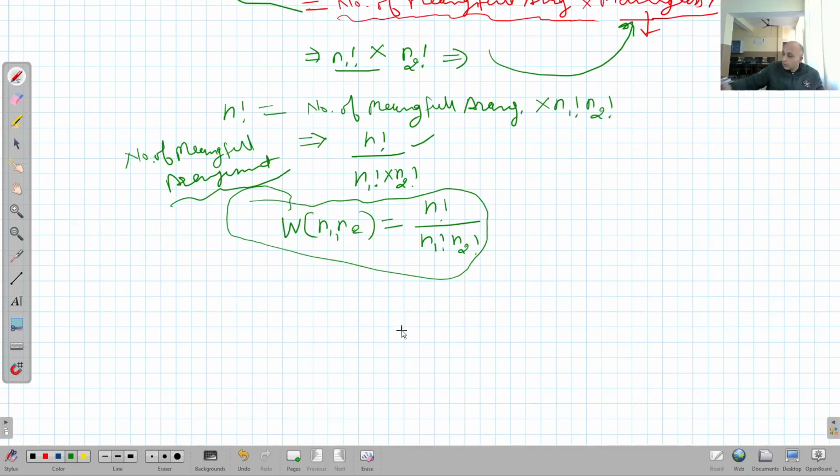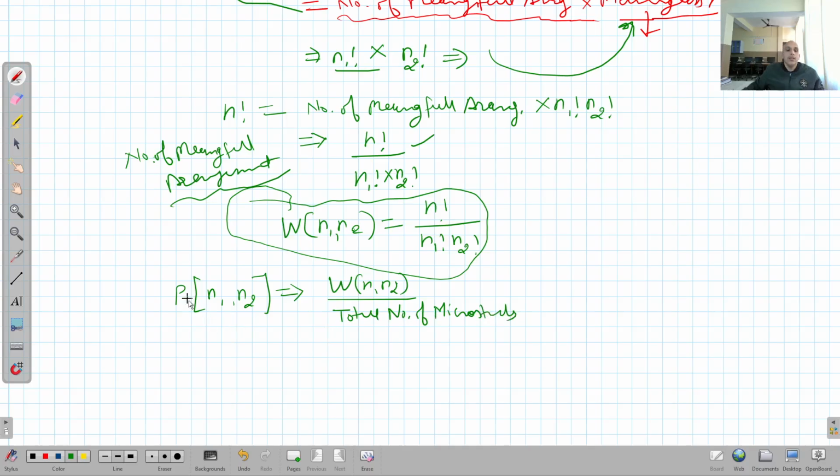Right. Now we know the probability of a macro state n1, n2 is linked with the thermodynamic probability as it is equal to W(n1, n2) upon 2 raised to power n. 2 raised to power n means the total number of micro states, right? So this is the probability.